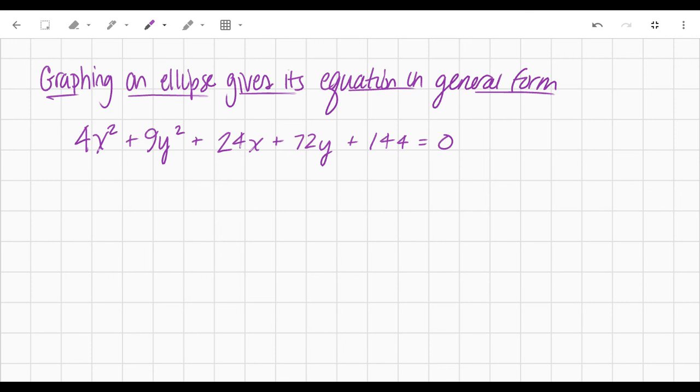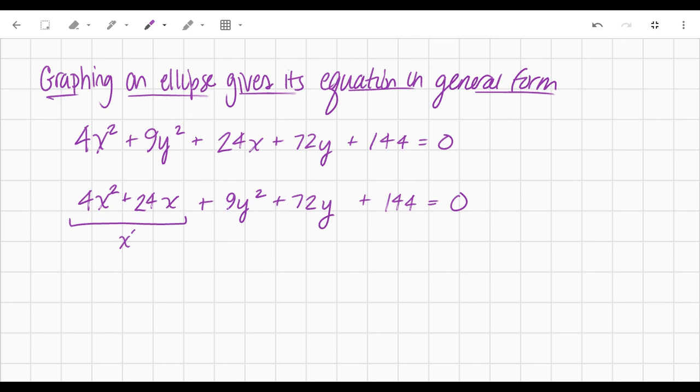Okay, so what we do, and just be really careful with your work here. Okay, so the first thing you do is you're going to group the x's together. And then you're going to group the y's together. Okay, and then you're going to do the plus 144 equals 0. Okay, so we've got our x's and we've got our y's.